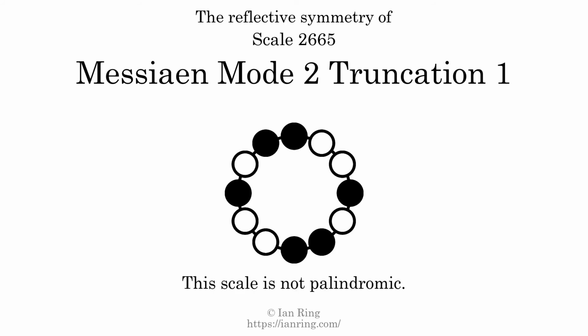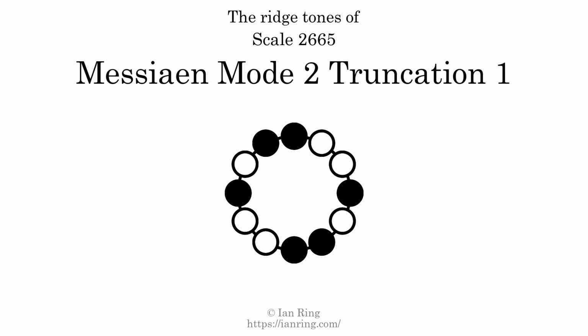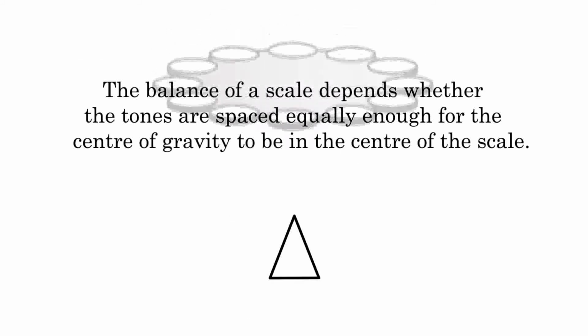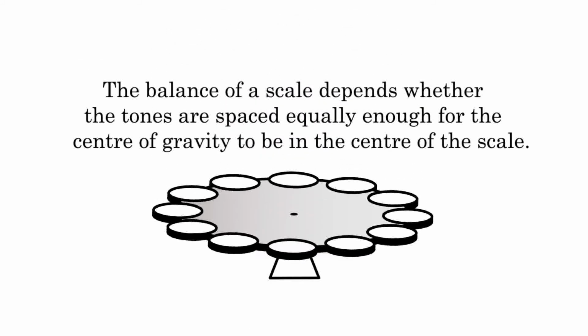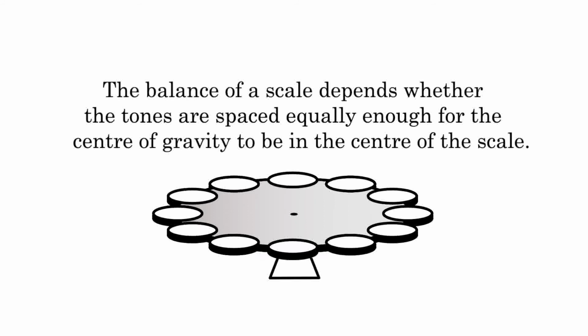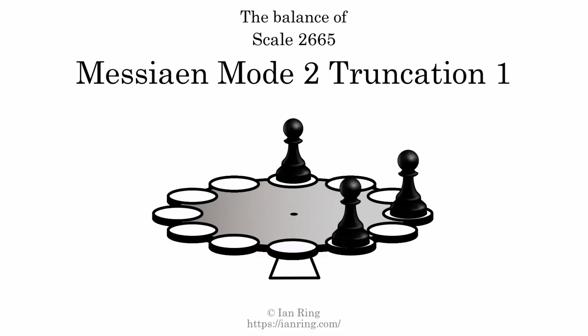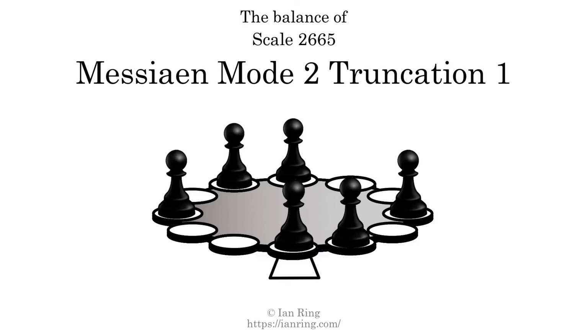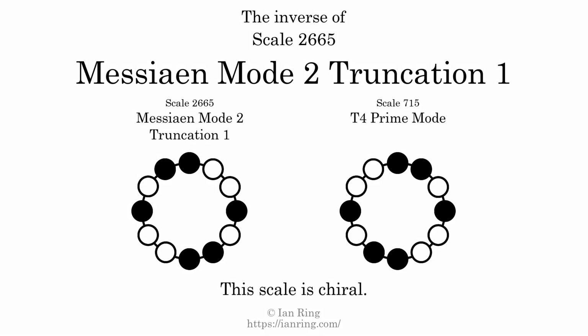This scale has no reflective symmetry. This scale has a different pattern of intervals ascending and descending, so it is not palindromic. This scale has no ridge tones. The balance of a scale depends whether the tones are spaced equally enough for the center of gravity to be in the center of the scale. This scale is balanced.